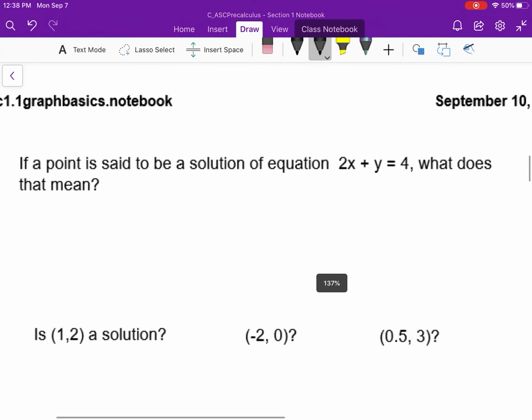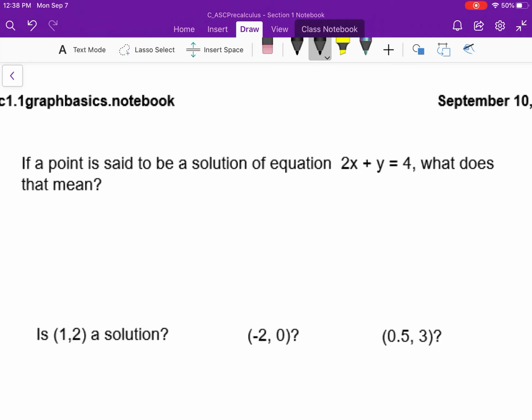If a point is said to be a solution for the equation, what does that mean? Lots of times we talk about things that are solutions, but we never really talk about what it means. So when you have the line 2x plus y equals 4, notice that's standard form. How do I know if a point is a solution? Well, that just means when I plug in the x and y value, the statement is true. And a solution means that that point is on the line. So if a point is on the line, it's a solution, whether it's this point or that point, that point is a solution of the equation.